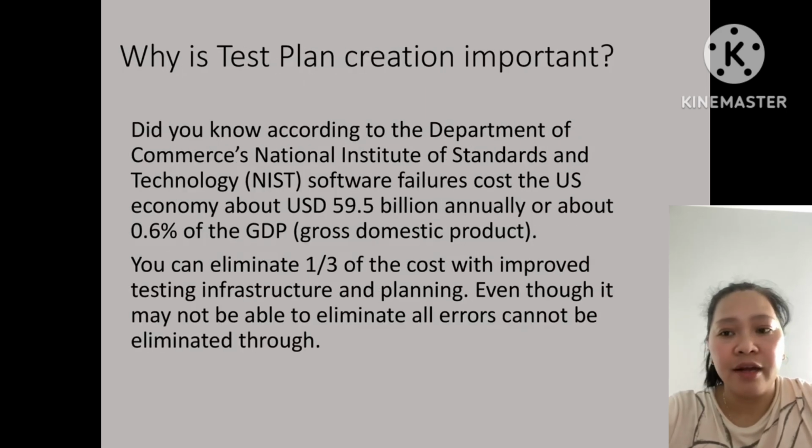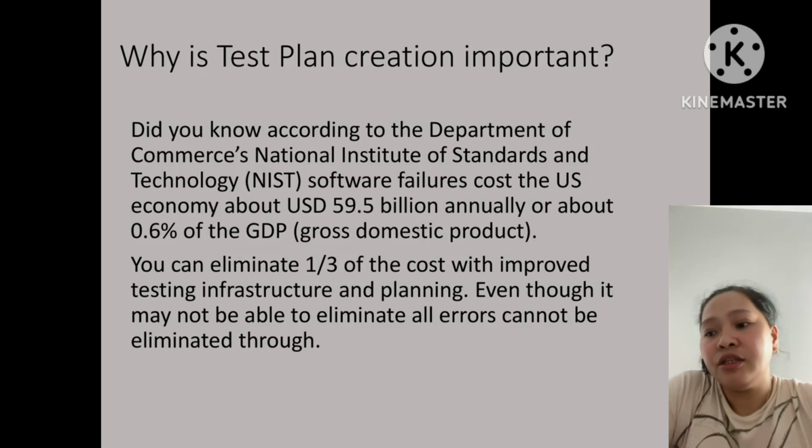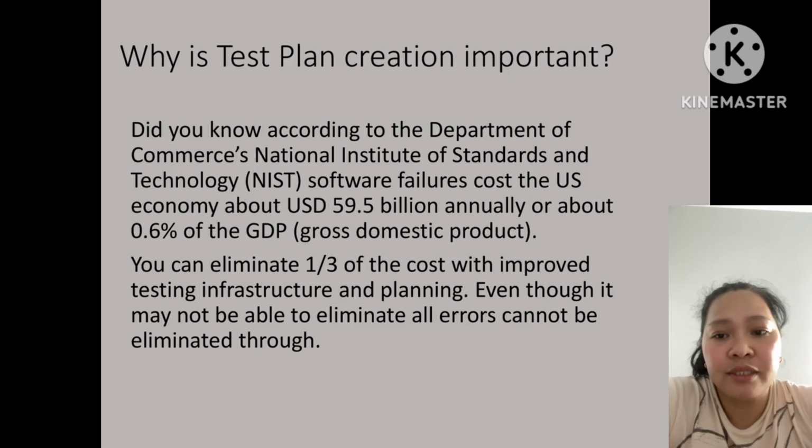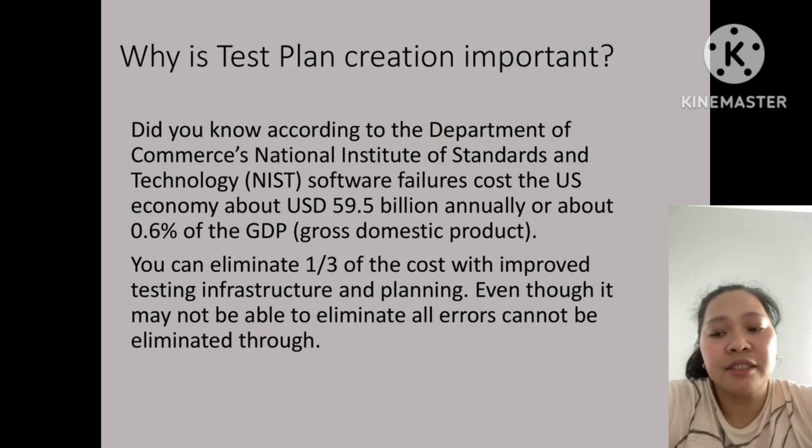Why is this plan creation important? Did you know, according to the Department of Commerce, National Institute of Standards and Technology, NIST, software failure costs the U.S. economy about $59.5 billion US dollars annually, or about 0.6% of the GDP, gross domestic product. You can eliminate one-third of the cost with improved testing, infrastructure, and planning, even though it may not be able to eliminate all errors.